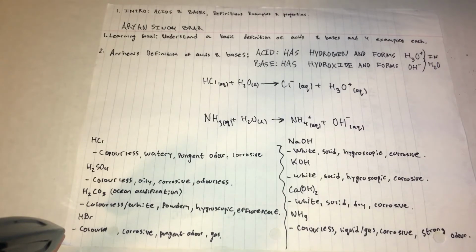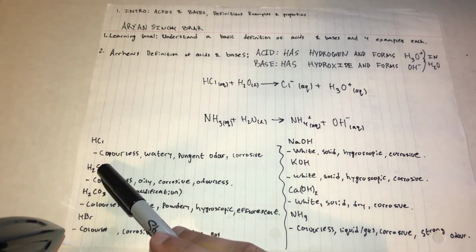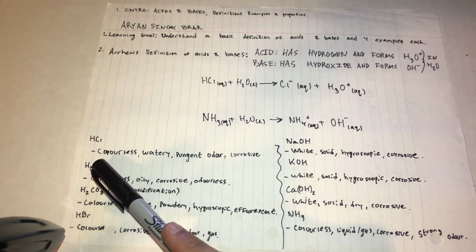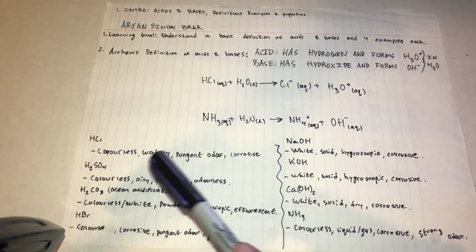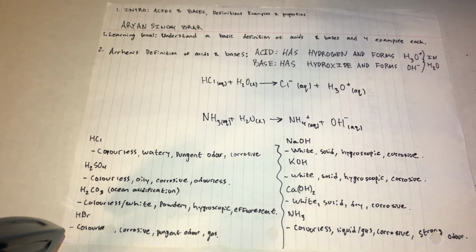So if you want to tell the difference between an acid and a base, you probably couldn't do it by looking at it. Like, look here. Hydrochloric acid is stomach acid. It is colorless, watery, has a pungent odor, and is corrosive. Ammonia here is a base. It is colorless, also comes in liquid, is also corrosive, and also has a strong odor. So the physical properties are pretty similar, but the chemical ones, that's where the change happens.